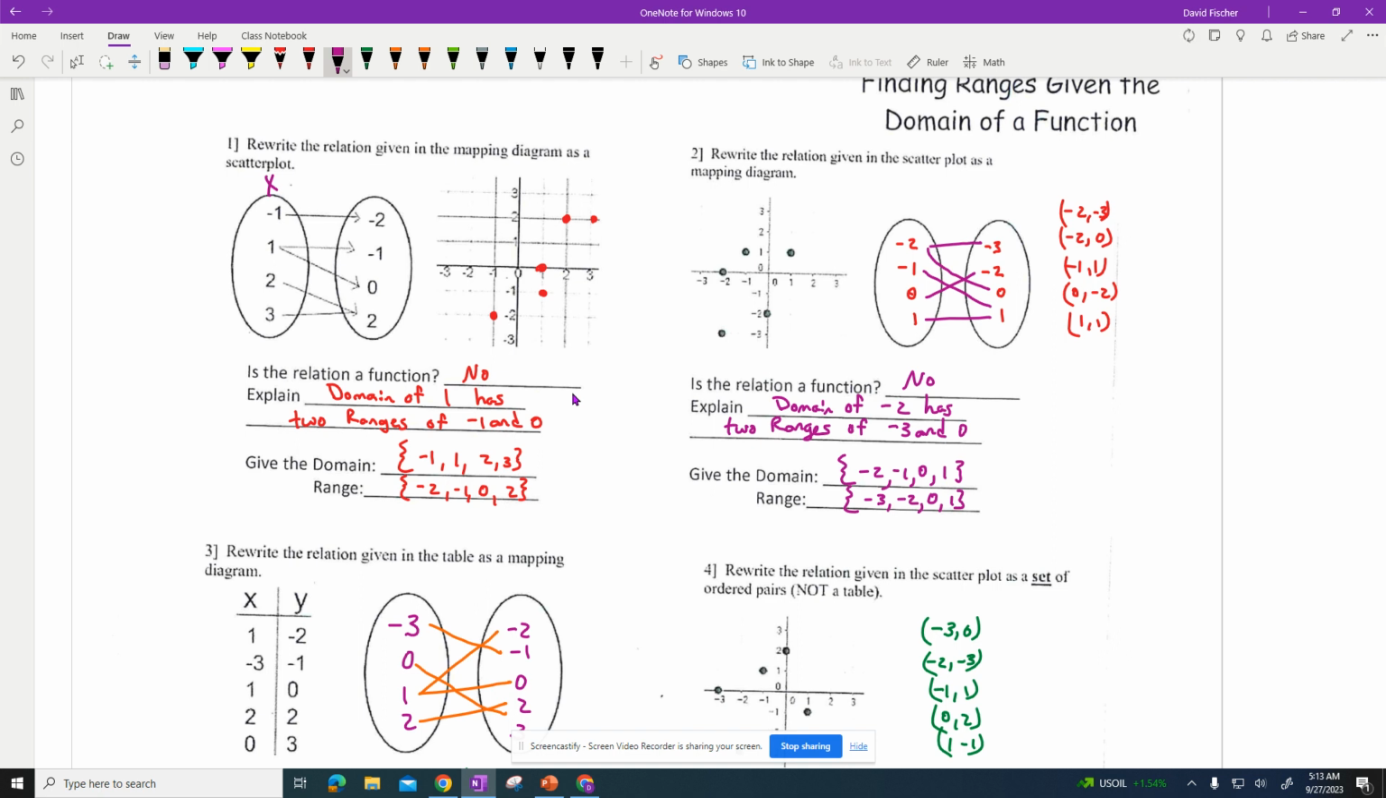This was not a function, and this is what I'm looking for on a mapping diagram to see if it's a function. Right there, I have 2 lines coming off of this guy. So that means it's not a function. You could say it doesn't pass the vertical line test because you have a graph here. But another way to say it would be the domain of 1 has 2 ranges of -1 and 0. Your domain, they did this paper correctly.